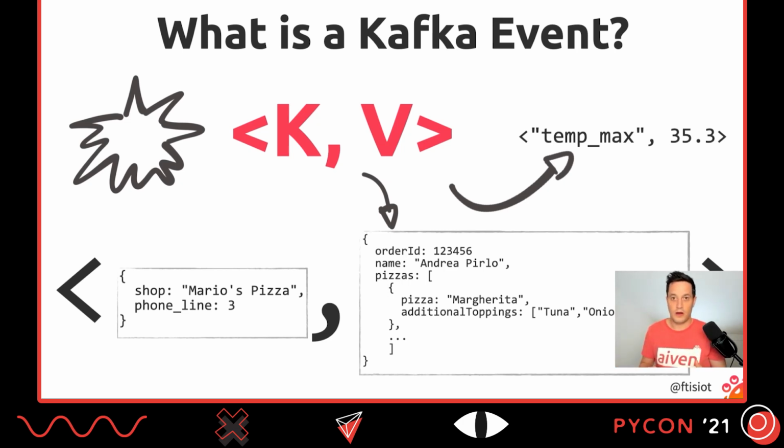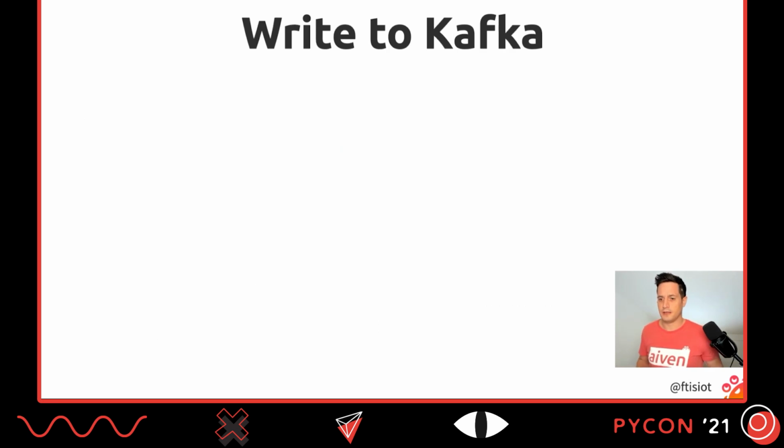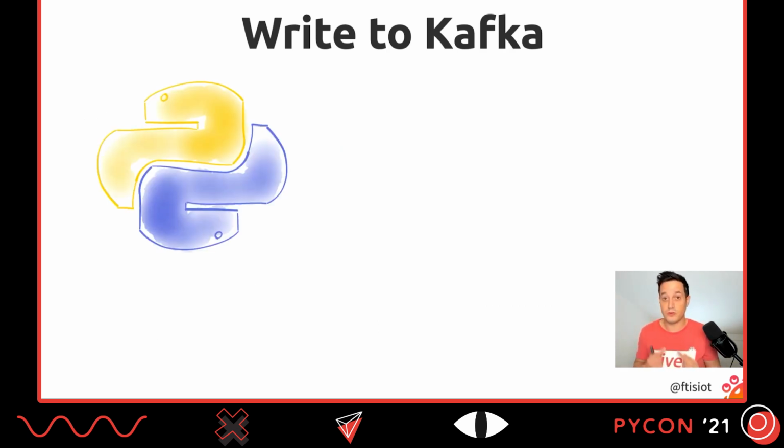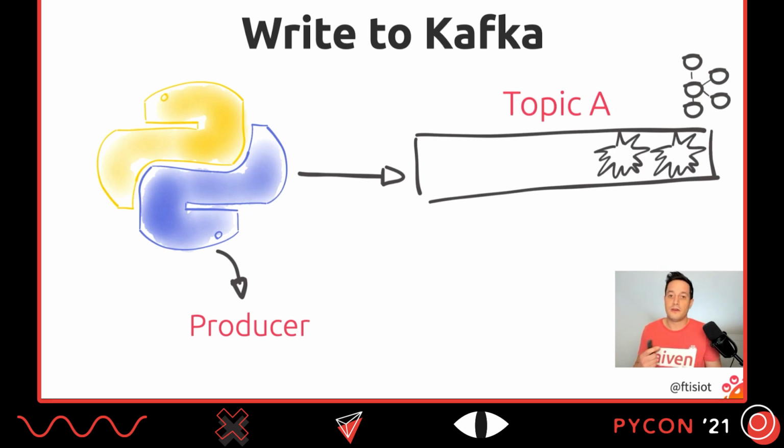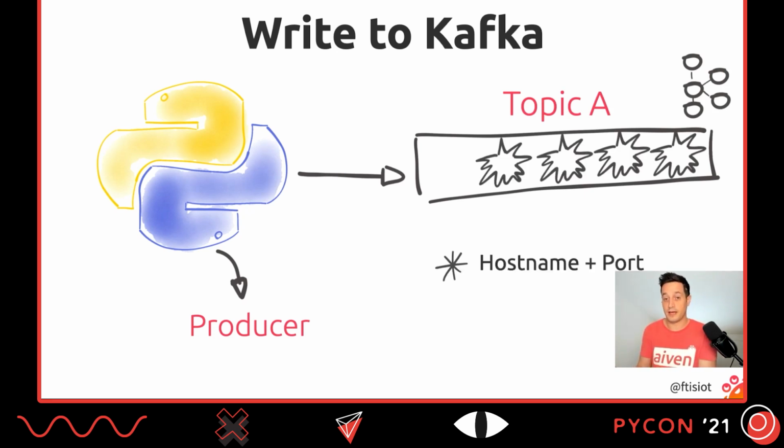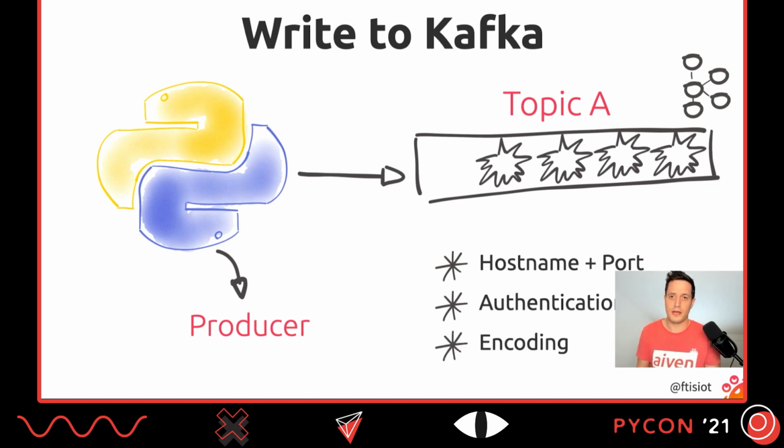So now, how can we write to Kafka? Well, we know that we love Python, so we have our Python application that wants to write to Kafka. And in this case, it's called a producer. It writes to a topic. And in order to do that, it only needs to know three pieces of information. The first one is where to find Kafka, a list of broker hostnames and ports. The second one is how to authenticate. Do I need SSL, SASL, something else? The third one, how to encode the data from, for example, JSON to the raw series of bytes that Kafka understands.